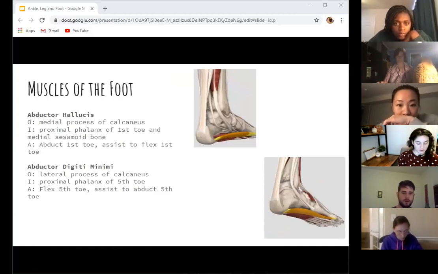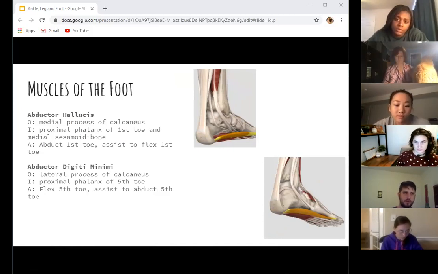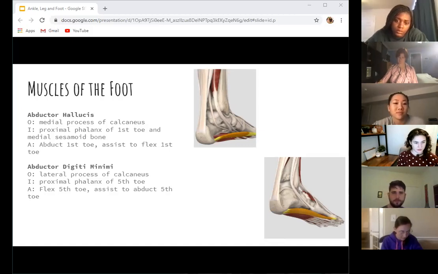And then you have your abductor hallucis and your abductor digiti minimi. The abductor hallucis is going to originate on the medial process of the calcaneus, and it will insert on the proximal phalanx of the first toe and that medial sesamoid bone. Its responsibility, the name really helps with it, is abduction of the first toe, but it also has some assistance with flexion of the first toe. But abductor hallucis, abduction of the toe.